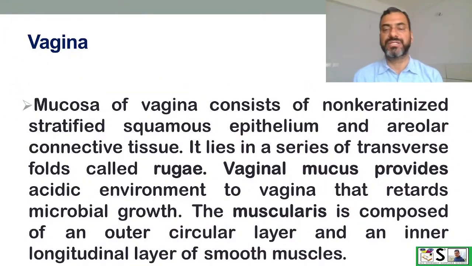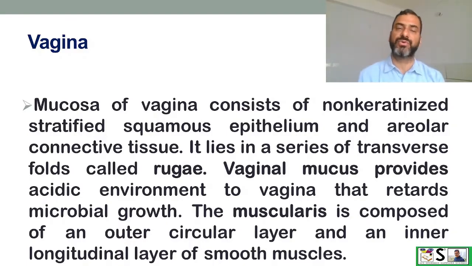The mucosa of the vagina consists of non-keratinized stratified squamous epithelium and areolar connective tissue. It lies in a series of transverse folds called rugae. Vaginal mucus provides an acidic environment to the vagina so that it reduces microbial infection or growth.